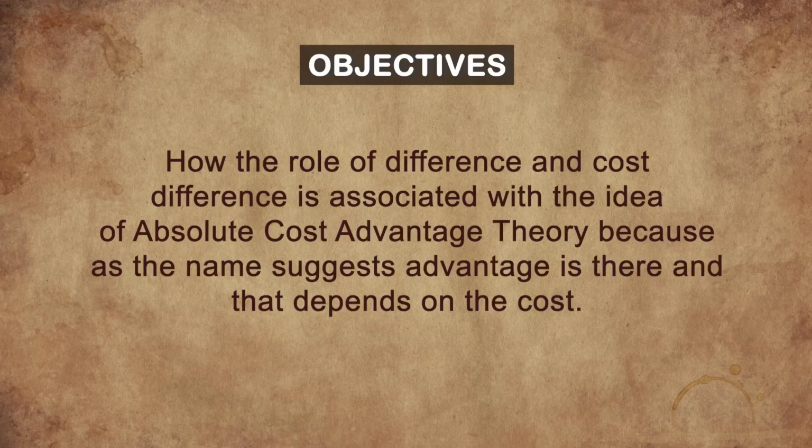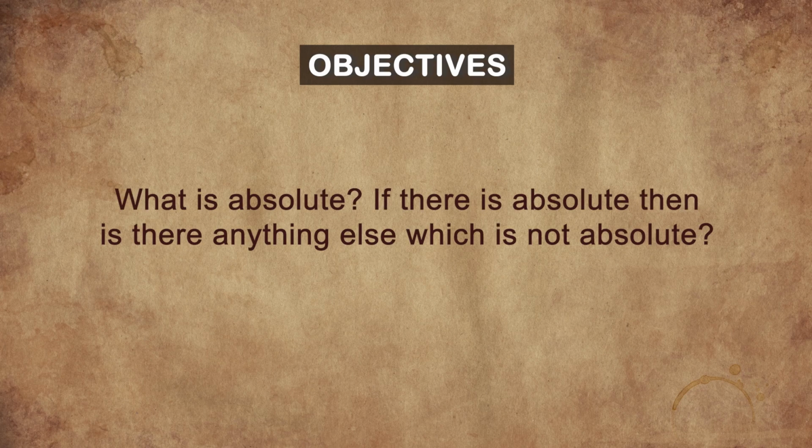Then, how the role of difference and cost difference is associated with the idea of absolute cost advantage theory, because as the name suggests, the advantage is there and that depends on the cost. Cost of what? The cost of production of goods. And then, what is absolute? And if there is absolute, is there anything else which is not absolute? We will come to those issues one by one. And then of course, as I said in the beginning, I will talk about why this theory is a failure, and in spite of this, why it is relevant.